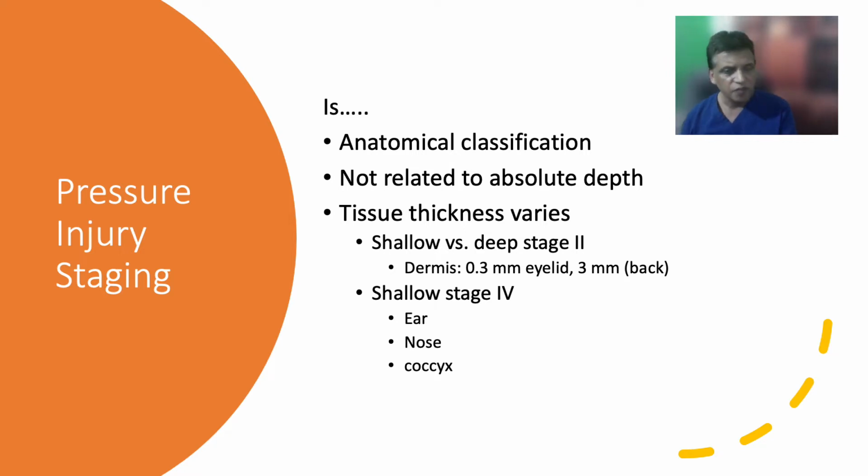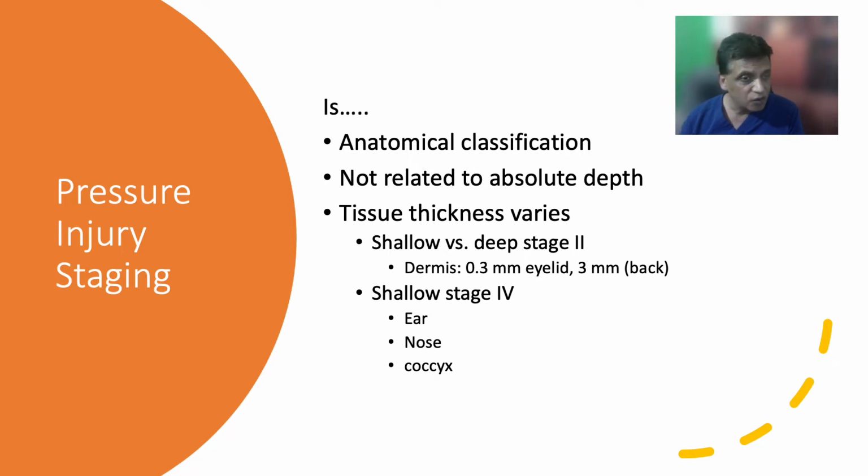What does that mean? Your stage 2 pressure injury on the eyelid will be up to 10 times shallower in general than a stage 2 pressure injury in the back. A relatively deep ulcer on the back can still be stage 2 because it only involves the dermis.